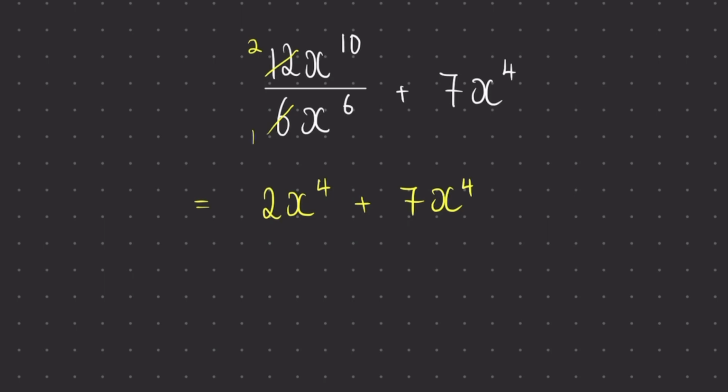In this case, we can spot that we have like terms. So we have something x to the power of 4 plus something x to the power of 4. Remember that we call these like terms in algebra, and we can simplify them by summing them together. So here, I would just ask myself, how many x to the powers of 4 do I have in total? And it is 2 plus 7, which is 9x to the power of 4. And so that is the simplified form for that question.